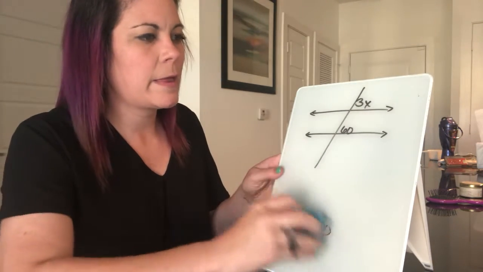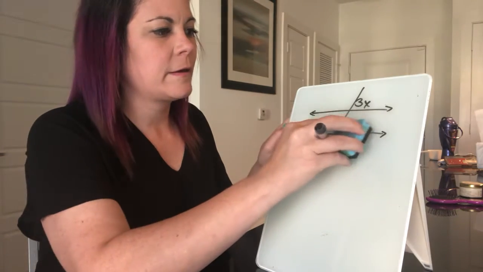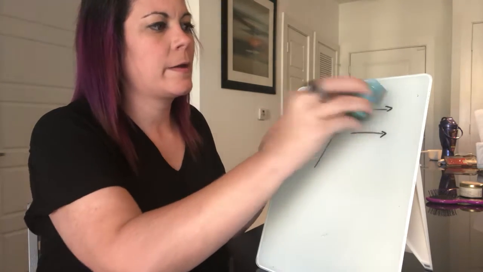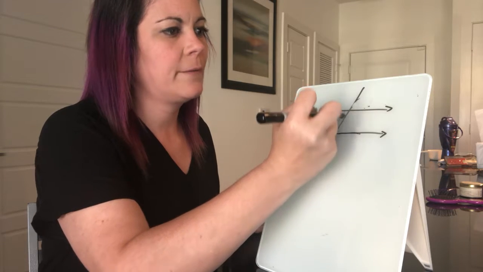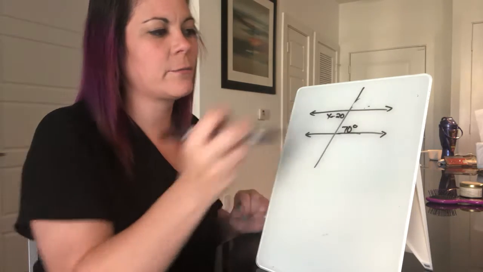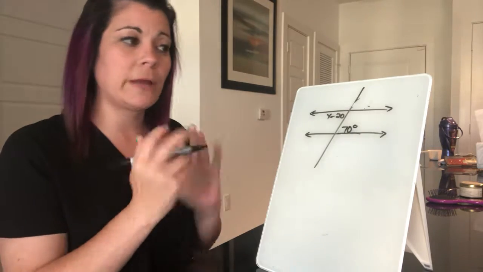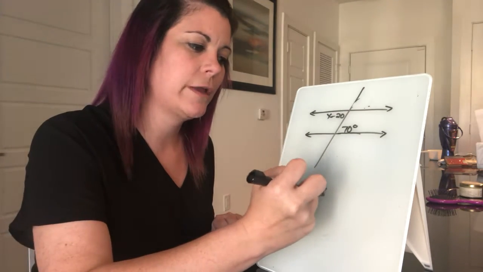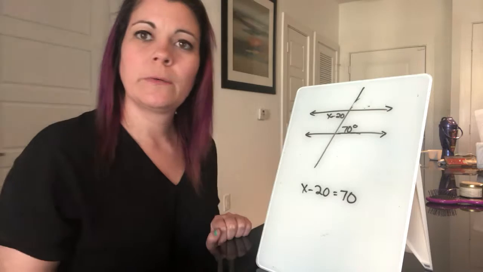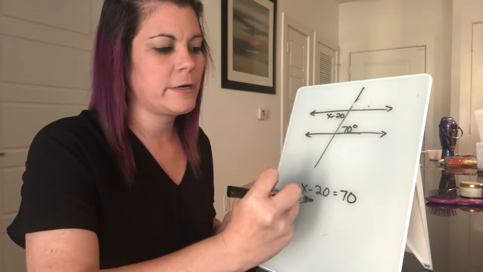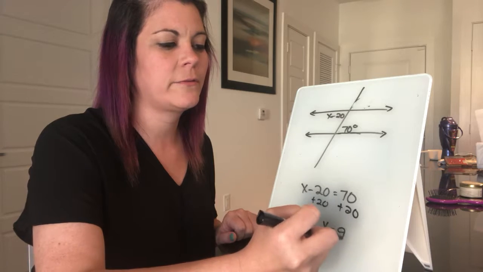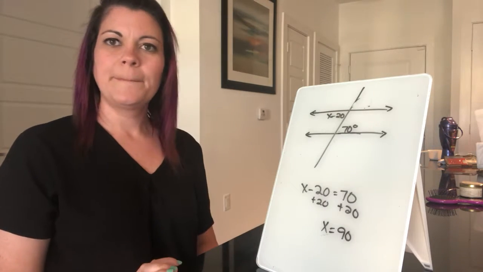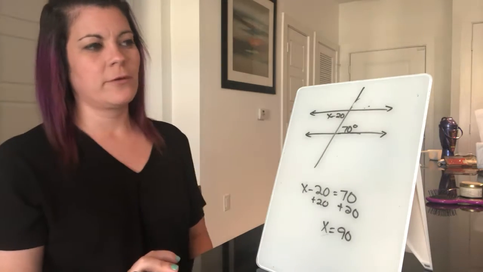Let's do this. If we know that this is x minus 20 and this is 70 degrees, we know that those are alternate interior, and so we know that those are congruent as well. So we write them, they're equal to each other, and we're going to solve this equation, and we're going to get x is equal to 90. Okay, and each angle is 70 degrees.